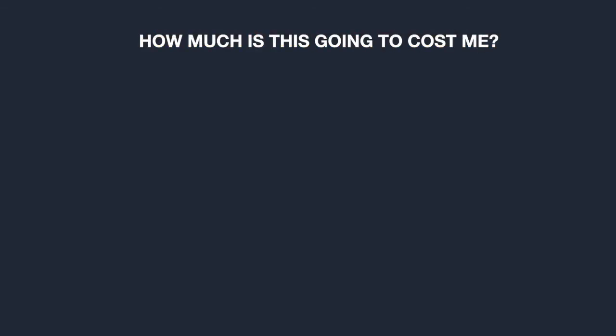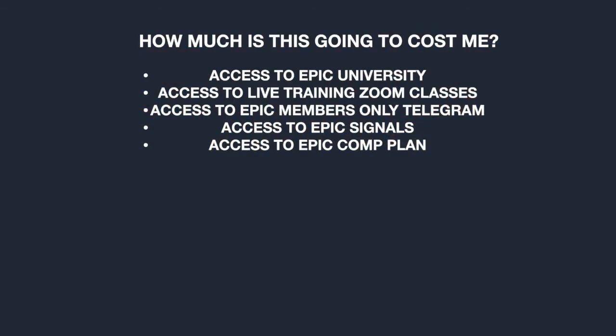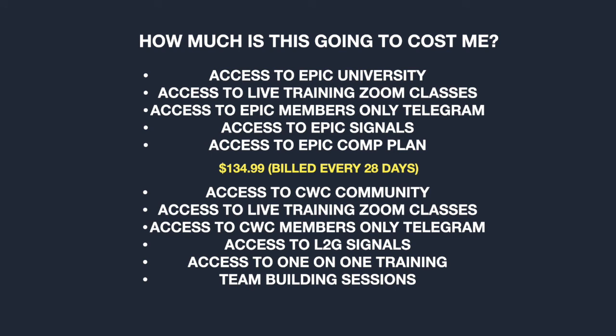Now, right now, you're looking at the screen and you're like, well, how much is this going to cost me, Tom? And I'm going to tell you. So you get access to Epic University, live training, Epic members only Telegram, Epic Signals, and access to the compensation plan. And it's only $134.99, billed every 28 days. On top of what Epic provides, Change with Change also provides a super personal touch and educational opportunity on a personal level.